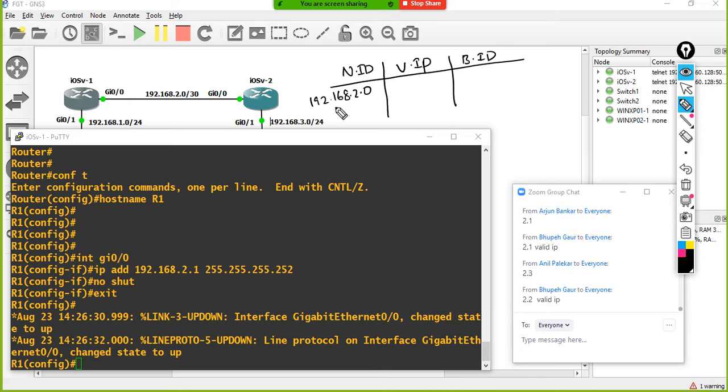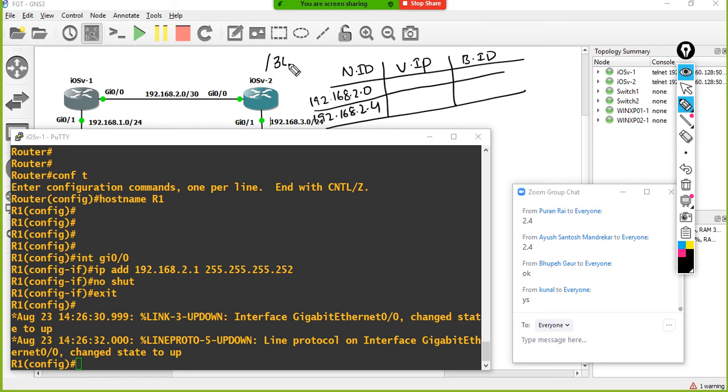Next network, 192.168.2.4, right? Then this is one network and this is one more network, because we did the subnetting here, right? We divide a major network into a number of subnetworks. Guys, everybody okay or not? So here my value is /30. Based on that, I have done the subnetting.